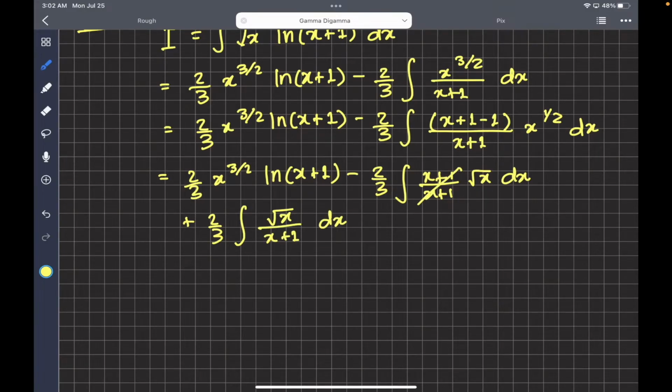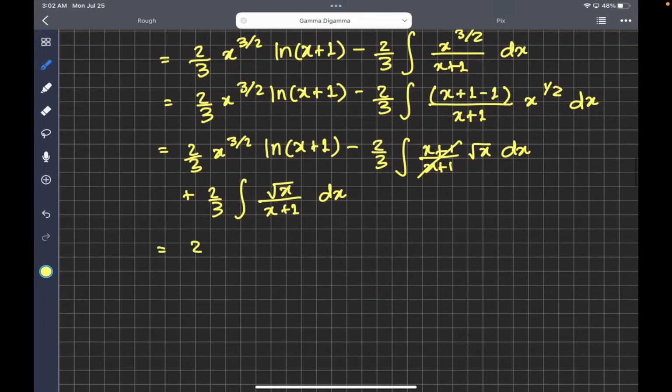This goes away. The first term is annoyingly sticking around. I have to keep writing it. Minus 2/3 and integral of square root of x. So that's going to give me 4/9 x to the 3 halves plus 2/3. Let's use a substitution here.